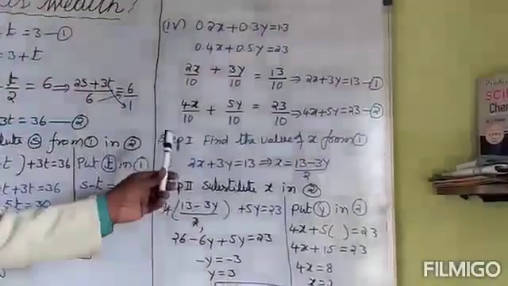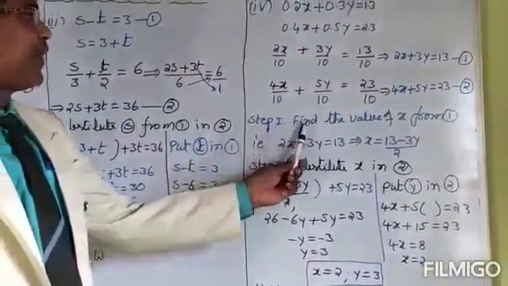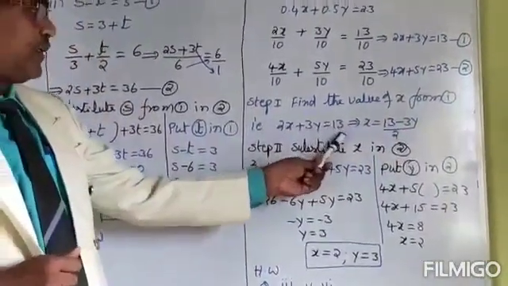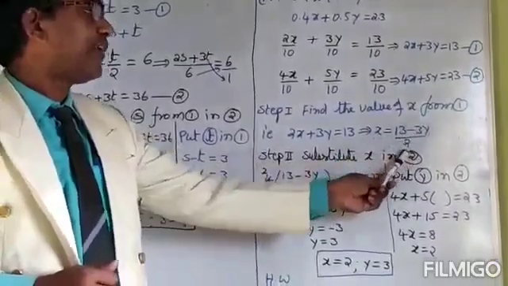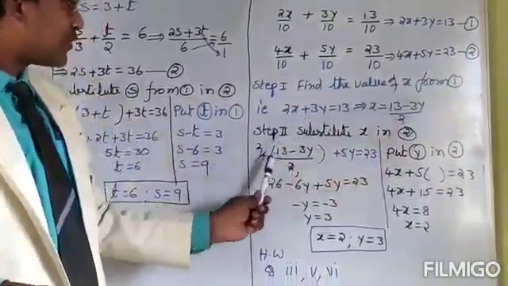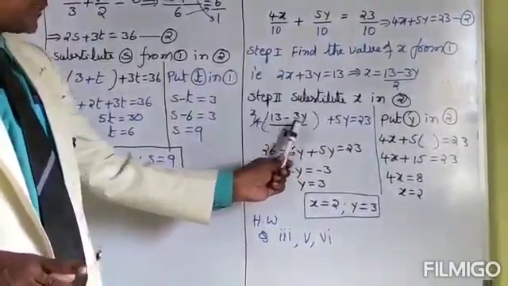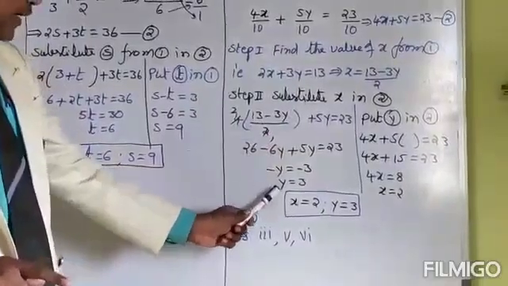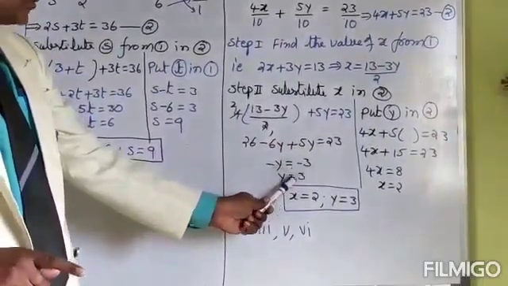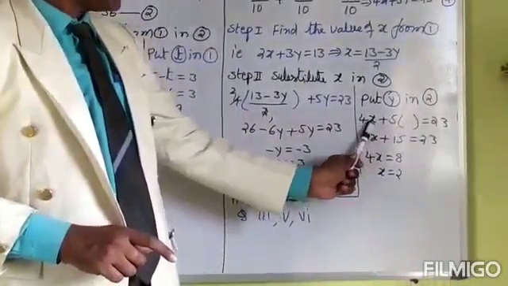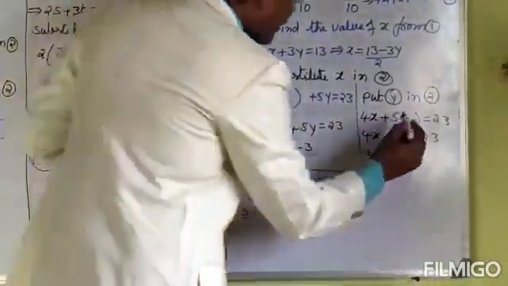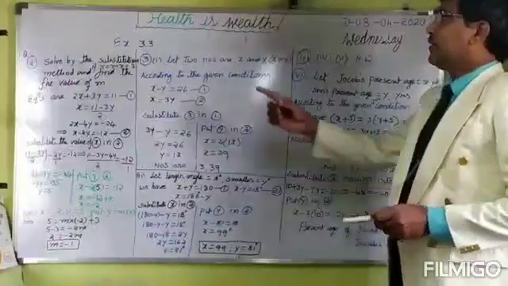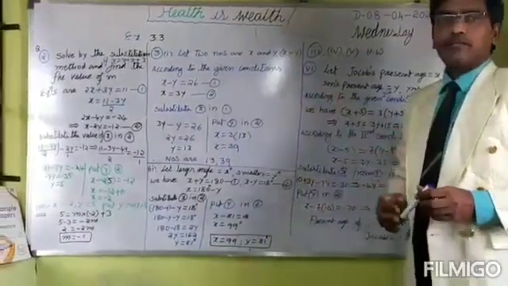To solve by the substitution method, step 1: find the value of x from 1. That is 2x plus 3y equal to 13. From this you will get x equal to 13 minus 3y upon 2. This x value you substitute in 2, that is 4x plus 5y equal to 23. Instead of x I substitute 13 minus 3y by 2. So you are getting y equal to 3. And this value you substitute in 2, so 4x plus 5, y value is 3. Just multiplying this 4x plus 5 into, here exercise 3.3 question number 1 we have completed.